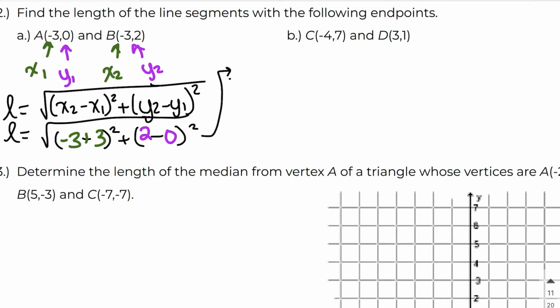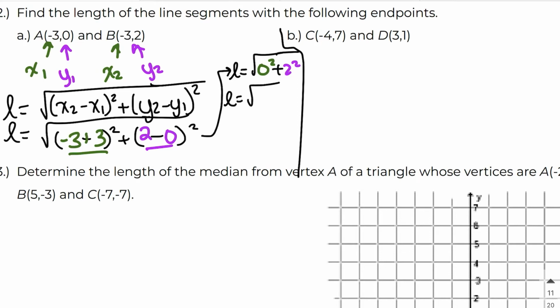So negative 3 plus 3 is 0. So I end up getting 0 squared plus, I'm just going to move this down right here. 2 minus 0 right here gives me 2. So 0 squared is just 0. I don't even have to bother writing it down. 2 squared is 4. 0 plus 4 is 4. So our length here would be equal to 2.